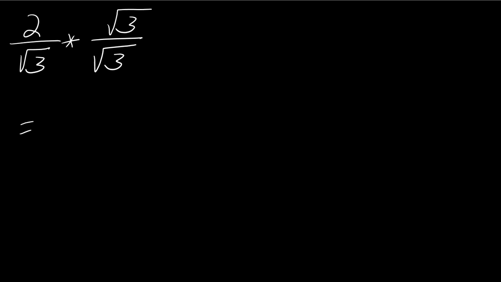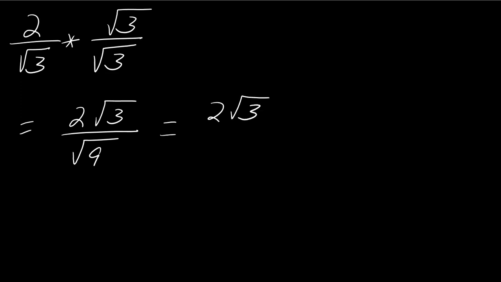So think about what this actually does then. This gives you 2 times the square root of 3 on top. This gives you the square root of 9. And then the square root of 9 is just equal to 3, right? So, boom. Now we've got the radical gone. And yeah, it's really that easy.